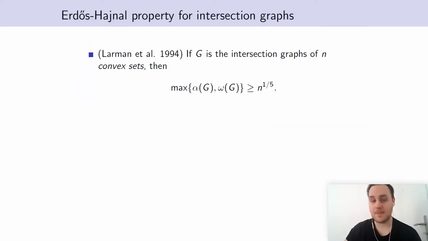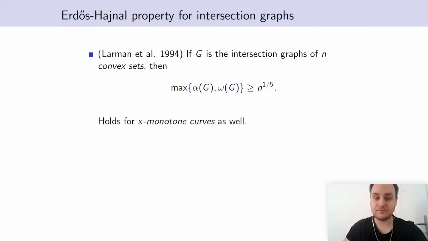Now let's see some more interesting examples. It was proved by Larman, Matoušek, Pach, and Törőcsik that if one considers the intersection graph of convex sets, then such an intersection graph contains either a clique or an independent set of size at least n to the 1 over 5. Their method also implies the same bound for a more general family of geometric objects called x-monotone curves. Let me quickly define what these are.